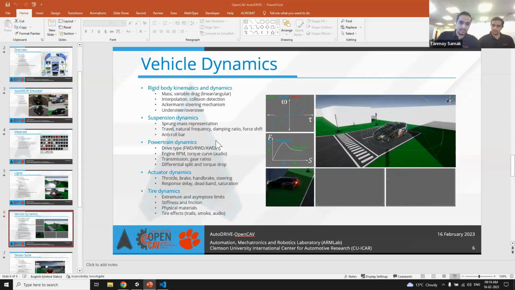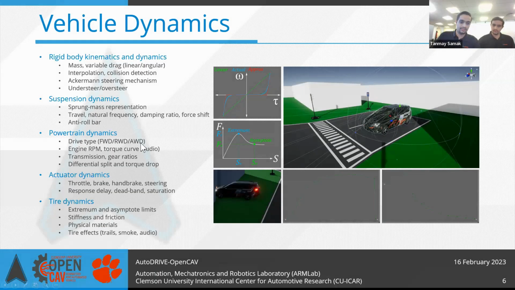So next is the powertrain dynamics. We have different drive types: rear wheel drive, front wheel drive, and all wheel drive. For Pacifica, we are using front wheel drive, and that's why you saw the understeer performance. We have engine RPM and the torque curve, which I just showed, and you can also see here.